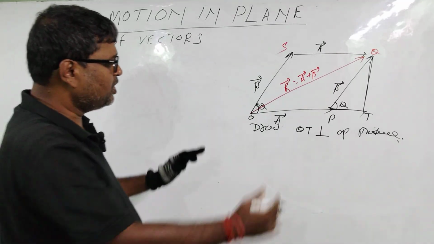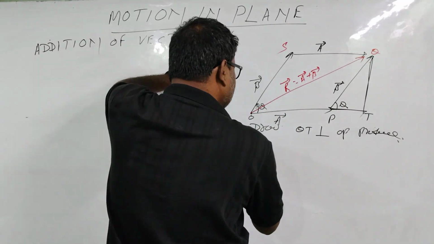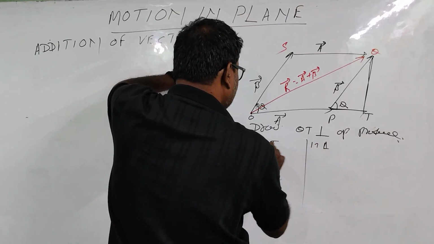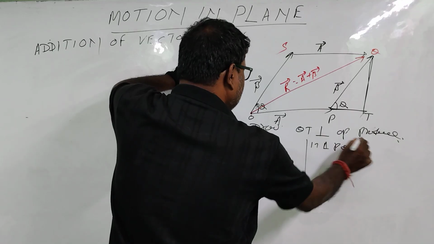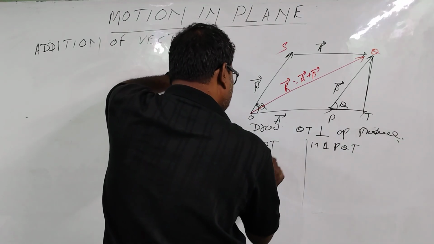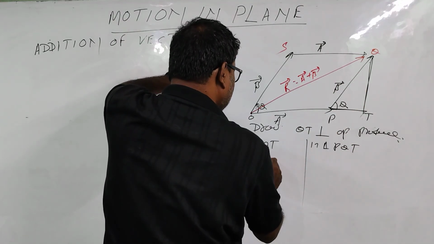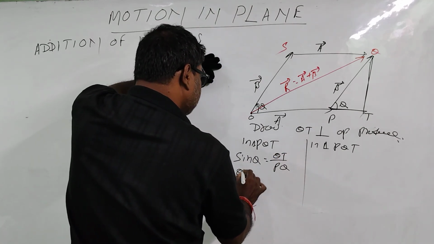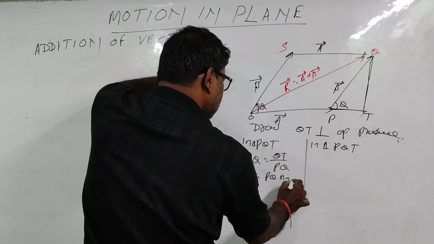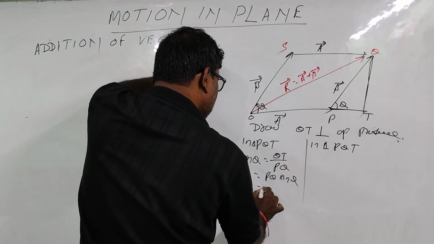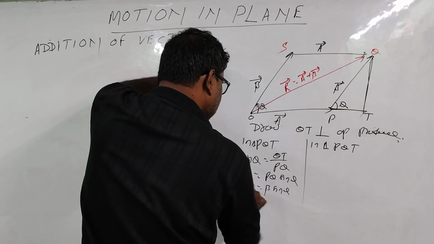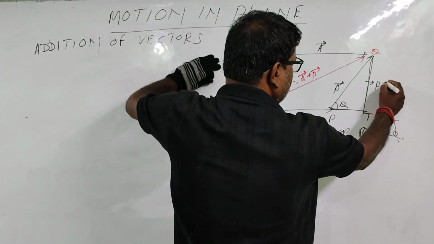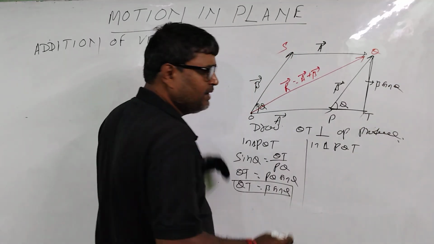In the smaller triangle PQT, sin theta equals QT by PQ. So QT equals PQ sin theta, and QT equals B sin theta. This QT is B sin theta.